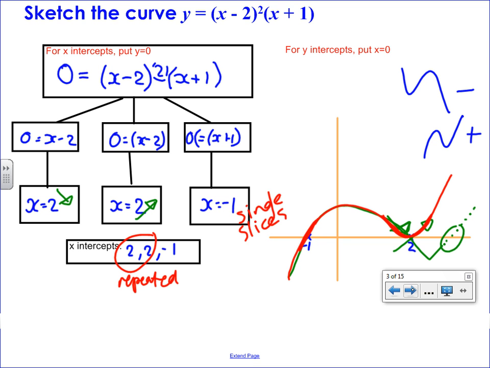What about the y-intercept? So we put x is 0. With y, and then we've got 0 minus 2 squared, so plus 1. Yep. So that is minus 2 squared times 1, which is 4. Excellent. So we can label that one as well. Perfect. There we go. Nice sketch of a cubic.